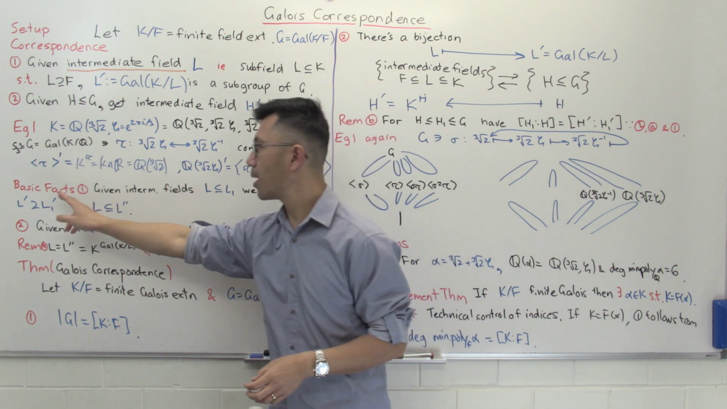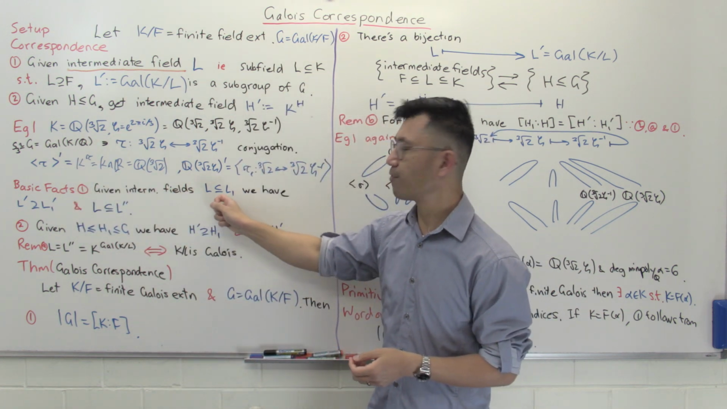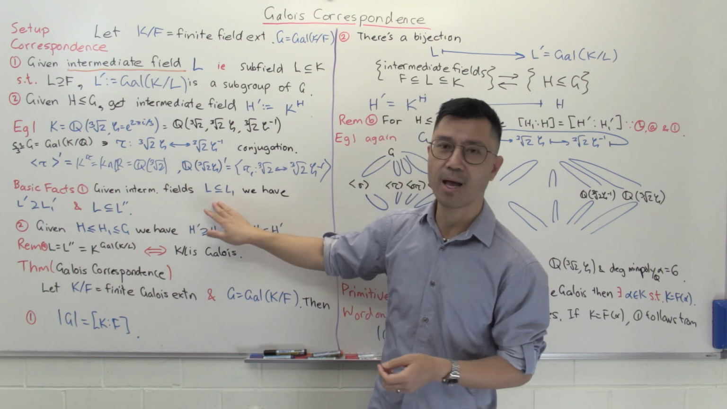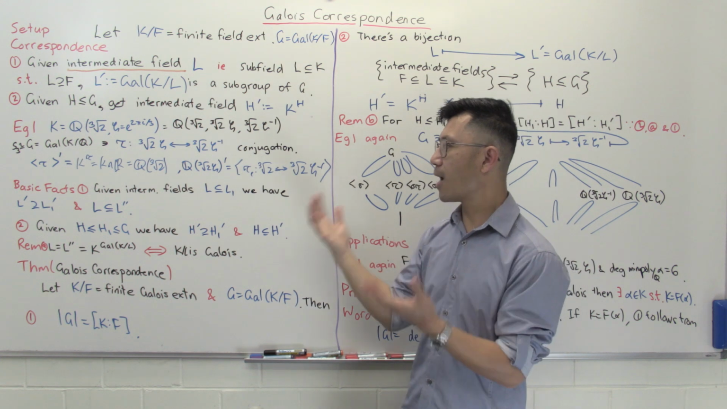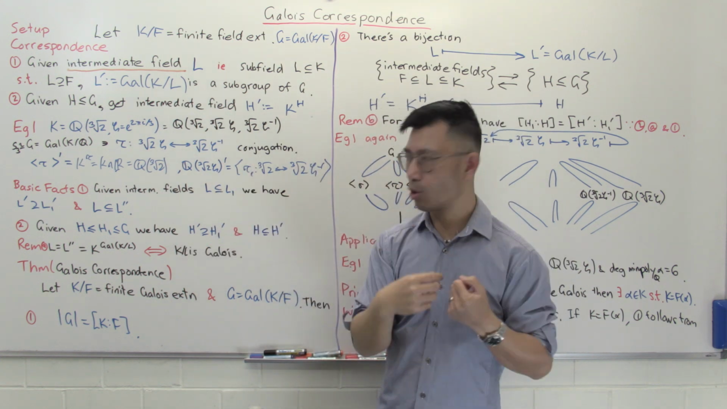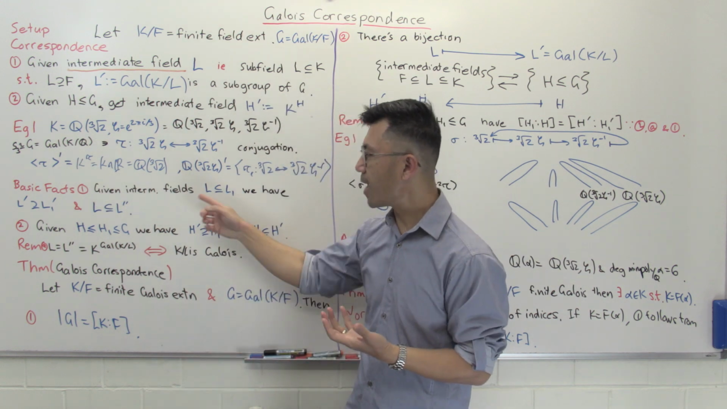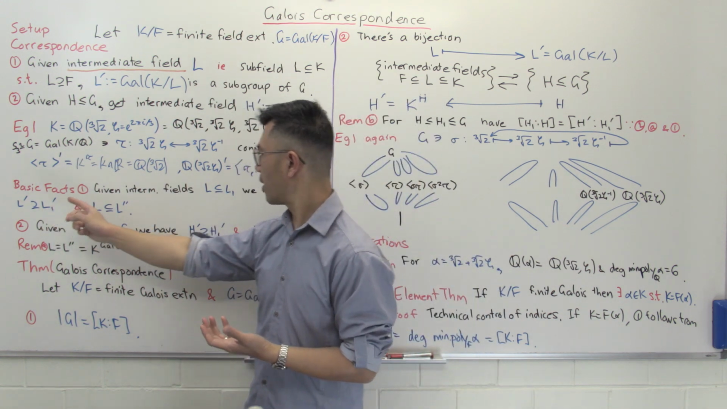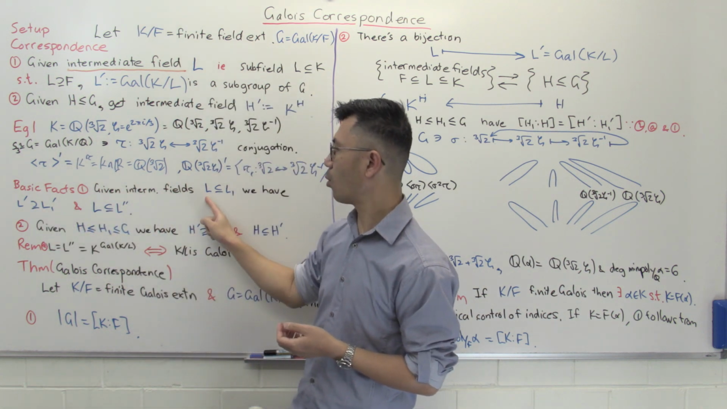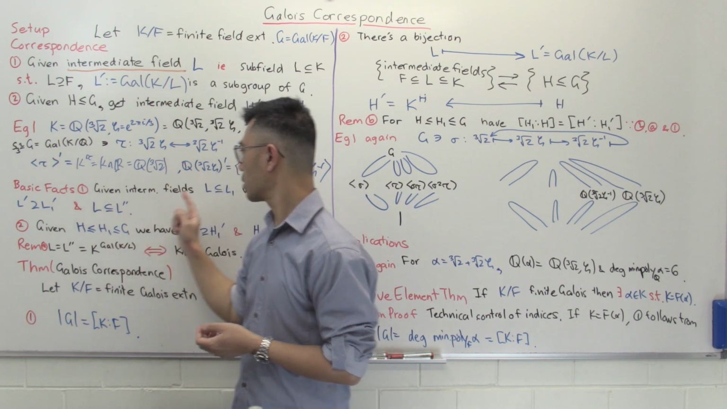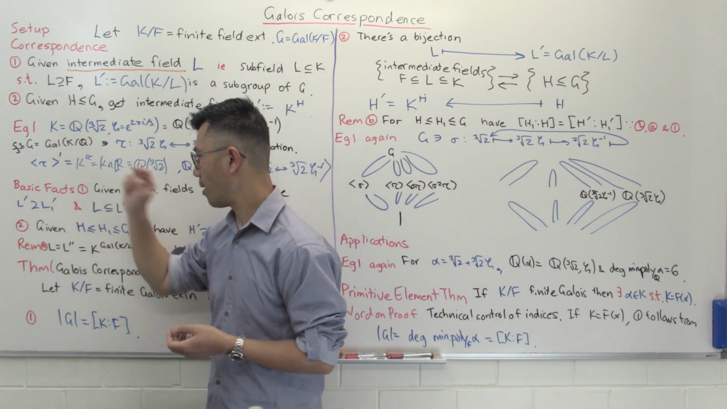Okay, so, some basic facts. Suppose you have, instead of just one intermediate field, two, and they're in a nested pair like this. L is contained inside L1. Then you can ask, what about their corresponding subgroups, L prime and L1 prime? Are they related? The answer is yes, there's also an inclusion relation, but it gets reversed. So here L was the smaller one, L prime now is the bigger one. So L contained in L1 implies L prime contains L1 prime.